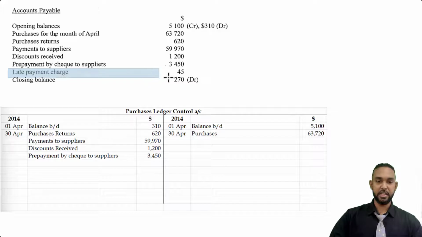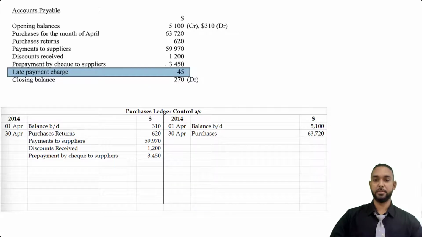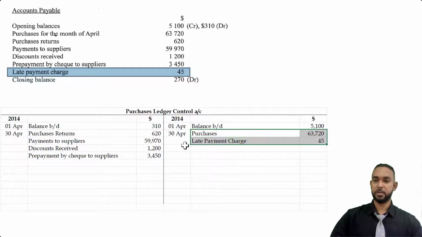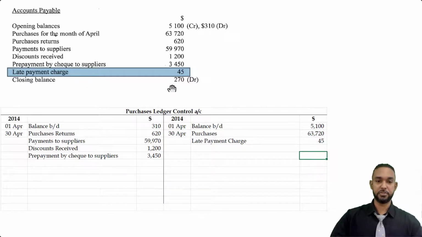Okay, now it says here late payment charge. If we didn't pay on time, they might charge us some interest or something, and that's going to increase the amount we have to repay. So that's going to increase the liability and will therefore go on the credit side here. Okay, next item we have is the closing balance 270. Now that's the closing debit balance, and they haven't given us a closing credit balance.